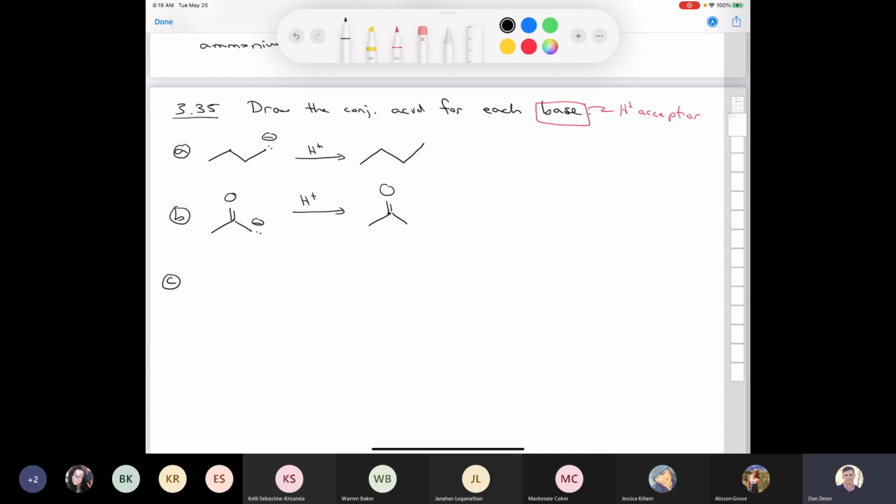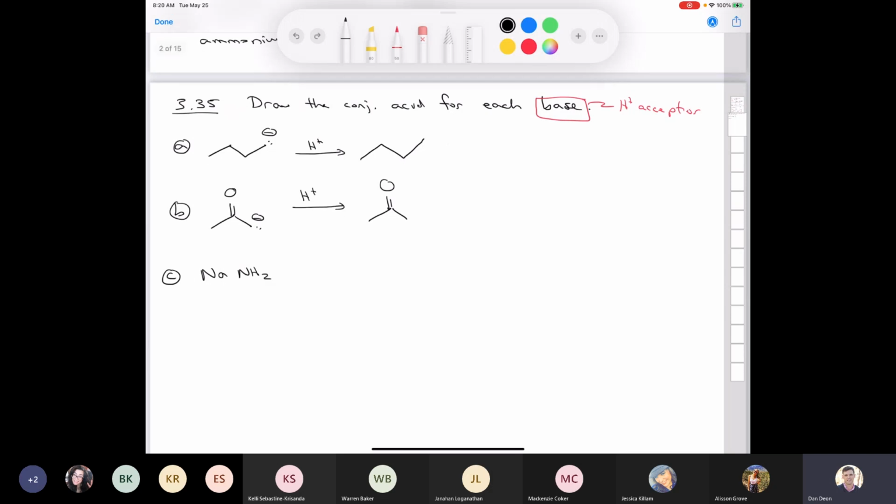Next, if we have C, we have sodium amide. So NaNH2, that's called sodium amide. It's an ionic compound. Sodium is a cation, a spectator ion. So when you throw acid at this, it's not going to do anything to the sodium. However, this is minus, this is plus. When you throw H plus at this, you're going to protonate the base to make ammonia like that.